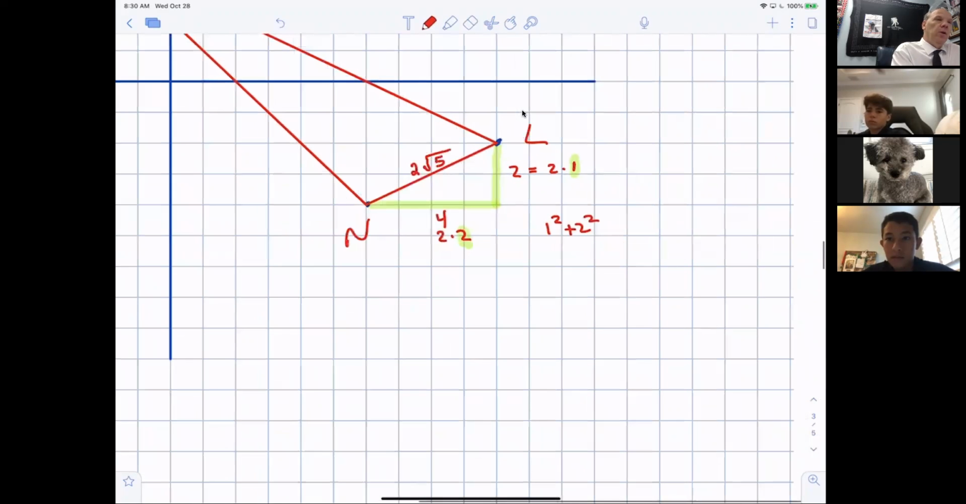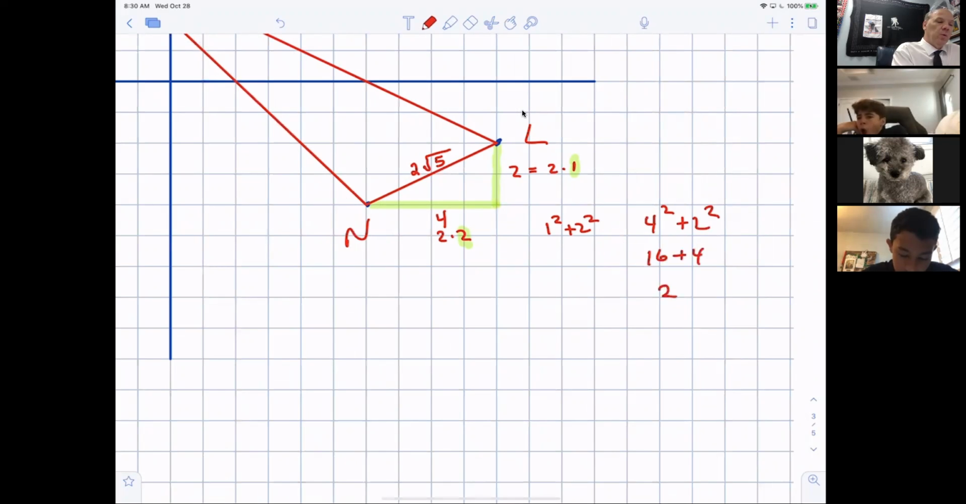Now, let's say you don't know what I'm talking about. Look what happens. If I say 4 squared plus 2 squared, 16 plus 4 is 20. Square root of 20. Square root of 20 breaks down to 2 radical 5. Does everybody see that? Notice there is a common factor, 2, 2, 2. That's what I was trying to show you.